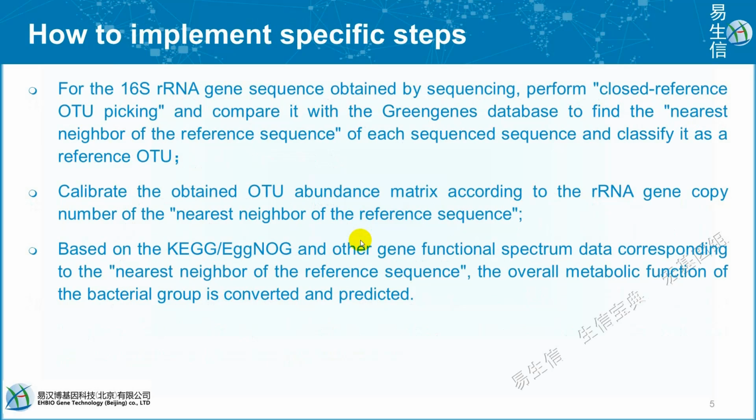How to implement the specific steps? We can see, for the 16S ribosomal RNA gene sequence obtained by sequencing, perform closed reference OTU picking and compare it with the Greengenes database to find the nearest neighbor of the reference sequence of each sequenced sequence and classify it as a reference OTU. Calibrate the obtained OTU abundance matrix according to the ribosomal RNA gene copy number of the nearest neighbor of the reference sequence, and based on the KEGG or eggNOG and other gene functional spectrum data corresponding to the nearest neighbor of the reference sequence, the overall metabolic function of the bacterial group is converted and predicted.